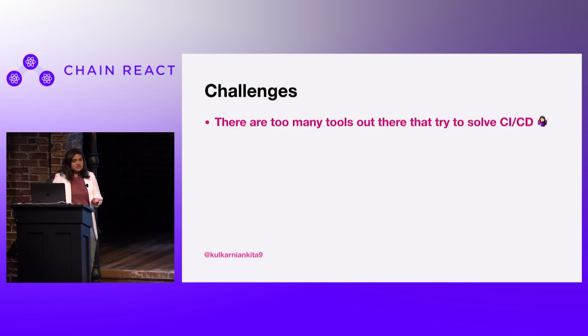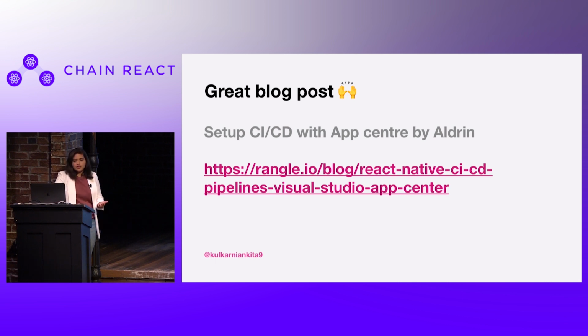One of the challenges from a release submission perspective was that there are way too many tools out there that try to solve CI/CD. We just used App Center, and we loved it. We're consistently doing that. Someone at my company, Aldrin, actually wrote a great blog post on React Native CI/CD on setting up the pipeline, and it's awesome. You all should definitely check it out.